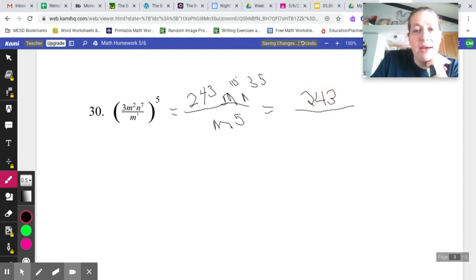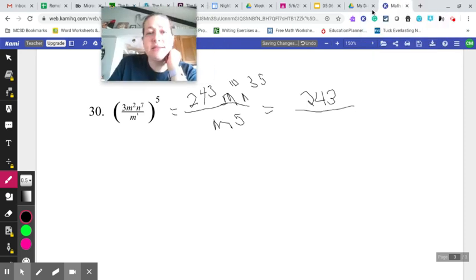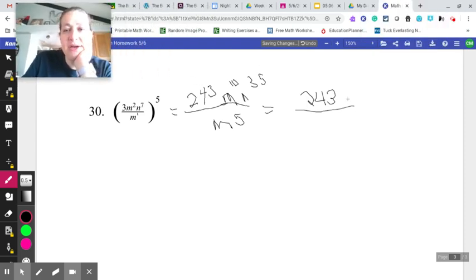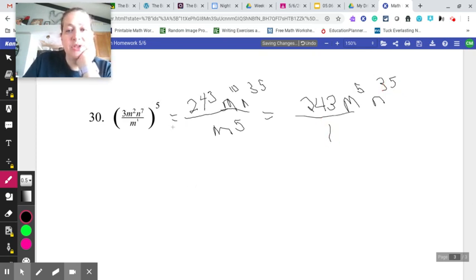We are going to reduce our m's. We got m to the 10, m to the 5th, and in this case, the 10 is bigger, so our m is going to go on the top. 10 minus 5 is 5, and n to the 35th. And that's over 1. Or you could just erase it and just leave it as 243 m to the 5th over n to the 35th. And then that's it. Okay, so that's today's math.